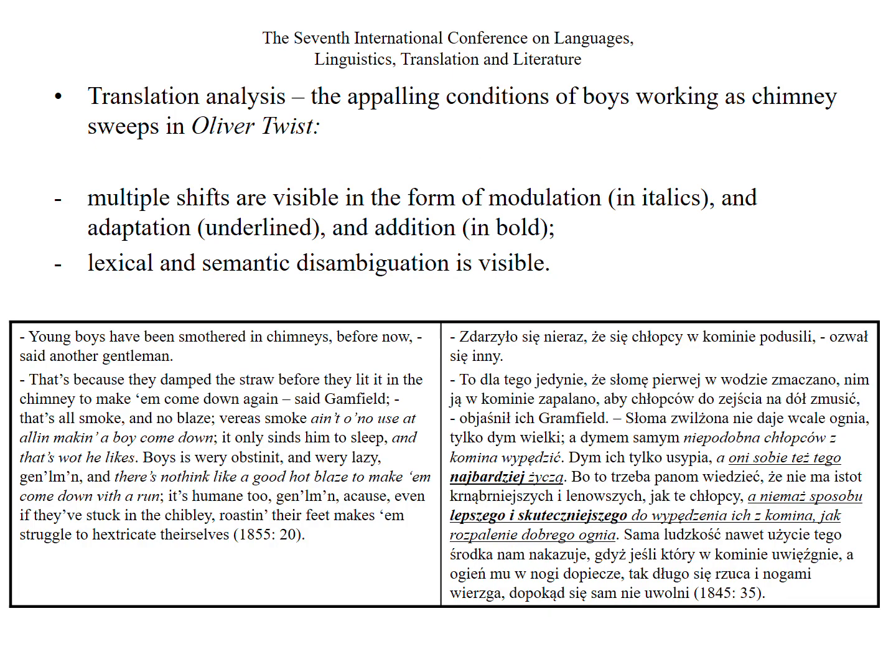The third sample refers to the appalling conditions of boys working as chimney sweeps in Oliver Twist. Shifts present in that sample are in the form of modulation in italics, adaptation underlined, and addition in bold. Again, this sample is more a paraphrase of the original.